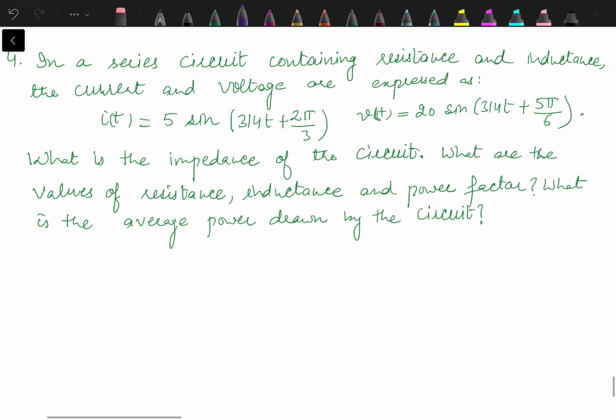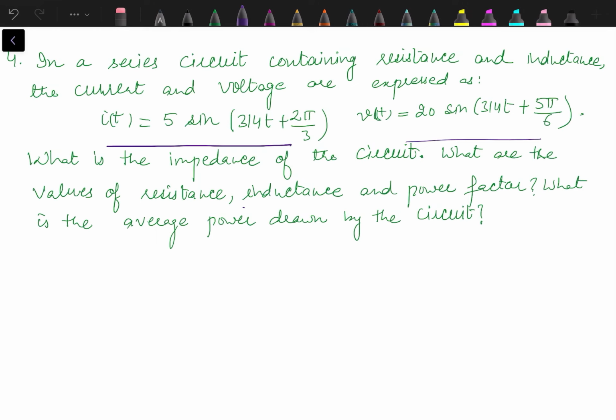And the last question in this video is, in a series circuit containing resistance and inductance, the current and voltage are expressed like this. So these are the instantaneous values. What is the impedance of the circuit? What are the values of resistance, inductance and power factor? And what is the average power drawn by the circuit?